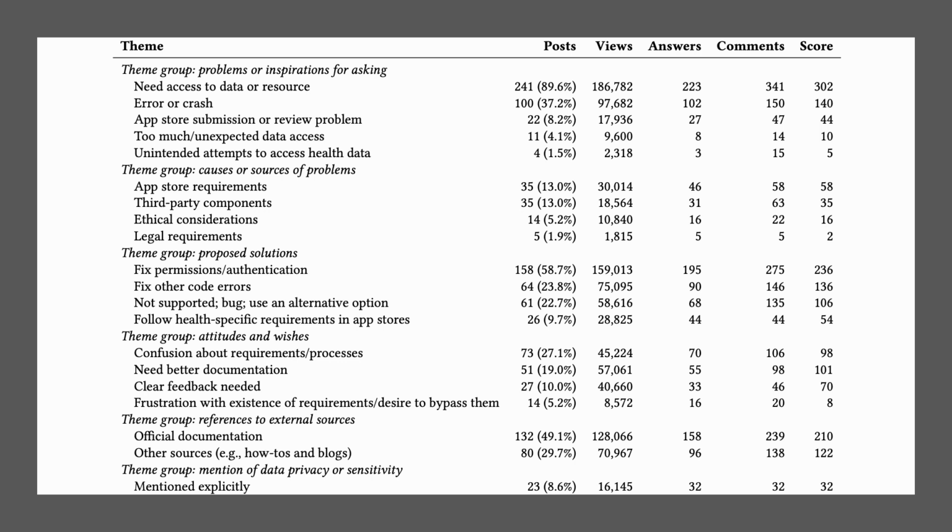We also looked for references to external resources. Official documentation was usually the main cited resource. We also looked for privacy when it was explicitly mentioned in the posts. About 9% of the posts were specifically talking about privacy or sensitivity of health data.